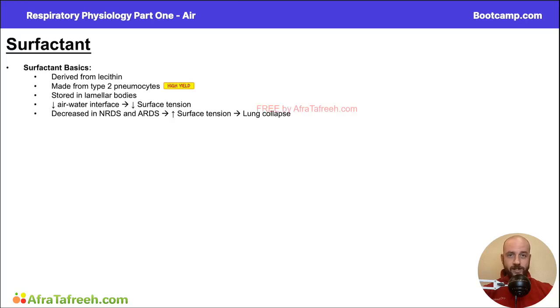So, surfactant is a substance produced in the lungs. It is derived from multiple molecules called lecithins, and the main lecithin that you should keep in mind is one called dipalmitoyl phosphatidylcholine. And surfactant is produced by cells in the alveoli. Specifically, it is the type 2 pneumocytes, and this is a super high yield fact to remember.